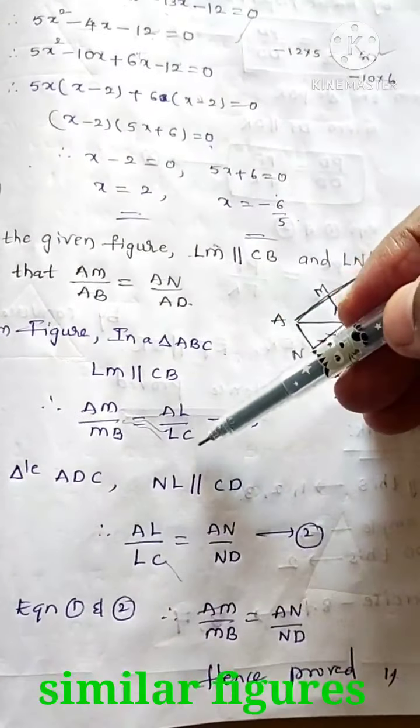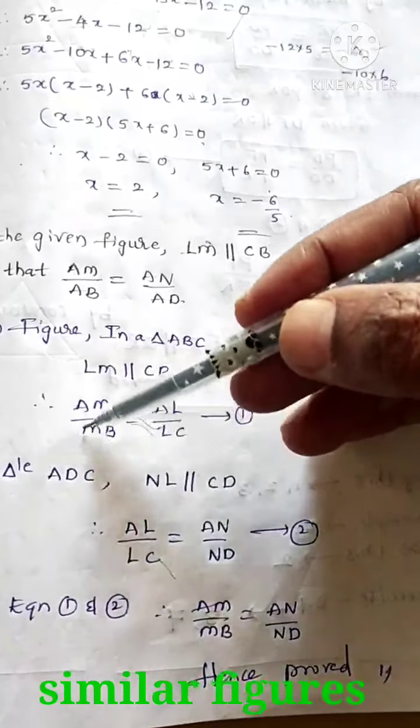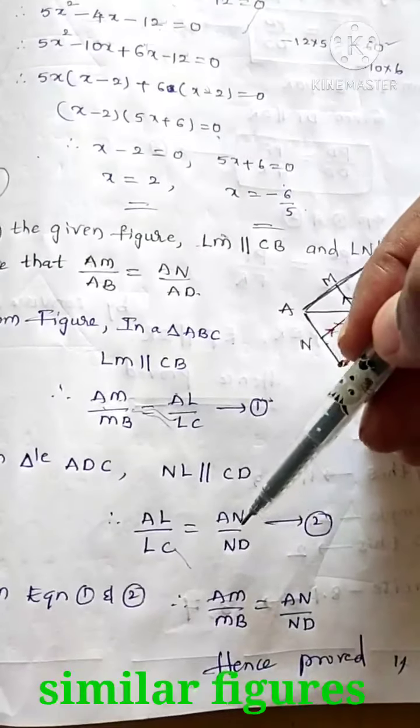Here this is equal to AL by LC. Here AL by LC is equal to AN by ND, so these two are the same condition. Equating these two, finally from equation 1 and 2, AM by MB is equal to AN by ND.